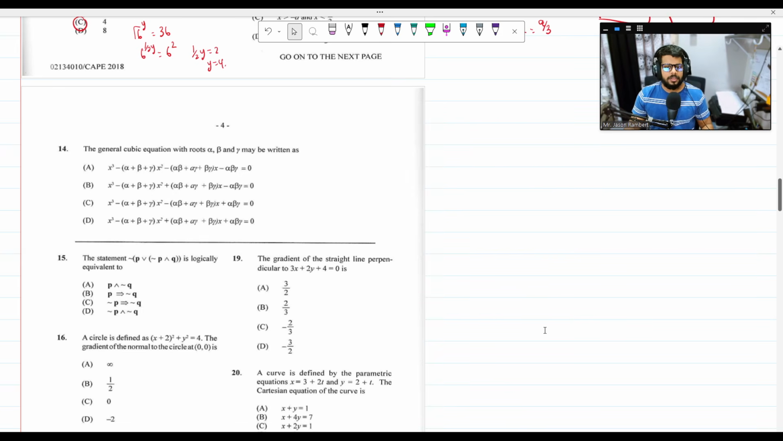The general cubic equation, whose roots alpha, beta, and gamma may be written as, well, we know is x cubed take away. So all a, b, c, d working. So it's take away, then plus, then take away. So I see a takeaway, a plus, and a takeaway. I'm just gonna double check, right? You can just check the rest. Takeaway, nope. Takeaway plus, nope. So the only answer is going to be B. Takeaway plus takeaway.